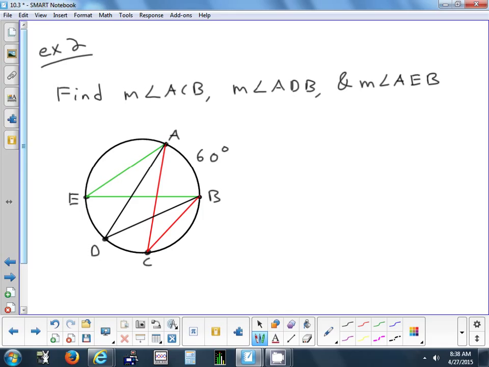This problem is going to lead us to theorem 10.9. I want to find the measure of angle ACB. Okay, start with that. ACB.